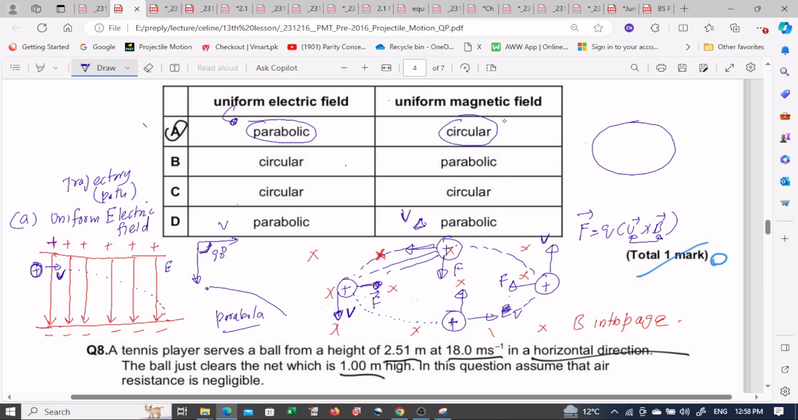So our option A is the correct one. In the uniform electric field, the path will be a parabolic path. In the uniform magnetic field, the path will be a circular track.